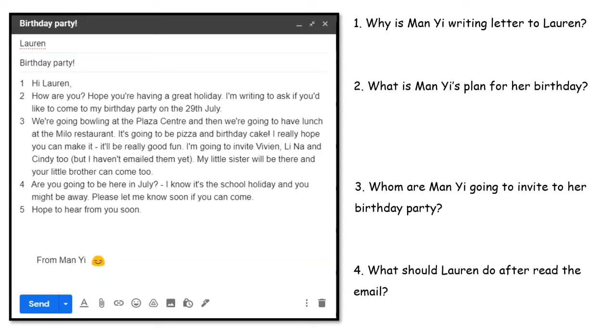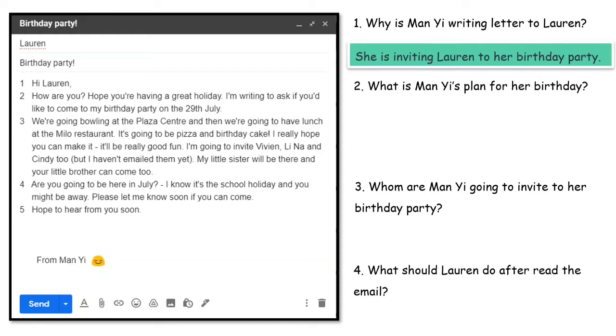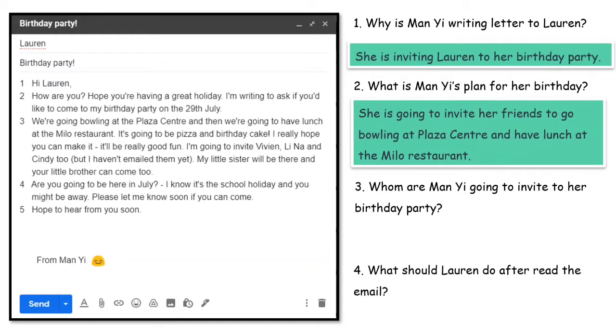After you read the invitation, can you answer the following questions here? Number 1, why is Manyi writing a letter to Lauren? Can you find the answer? So the answer is she is inviting Lauren to her birthday party. Nice. Next, number 2. What is Manyi's plan for her birthday? She is going to invite her friends to go bowling at Plaza Center and have lunch at the Milo restaurant.